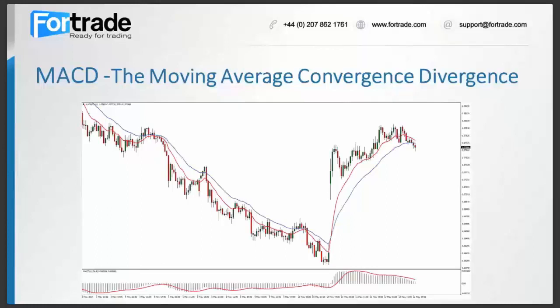The further apart the EMAs, the greater the momentum. The further away the MACD will be from the center line. Traders use MACD and signal line crosses to indicate momentum trades. You can see how these crosses often match with market moves.